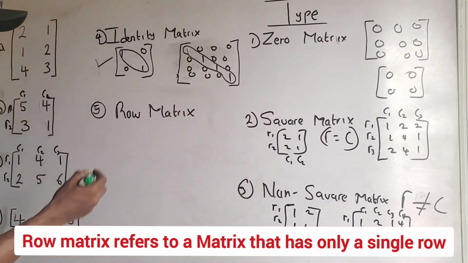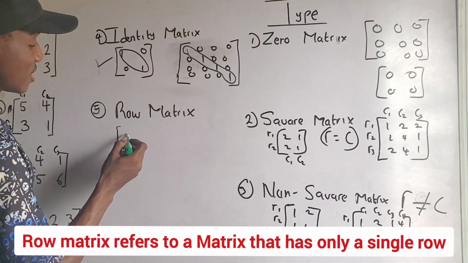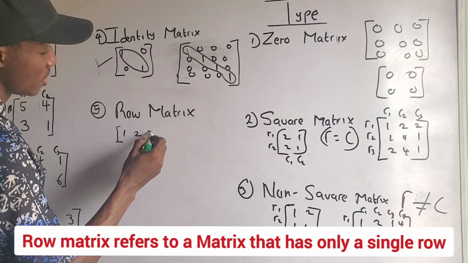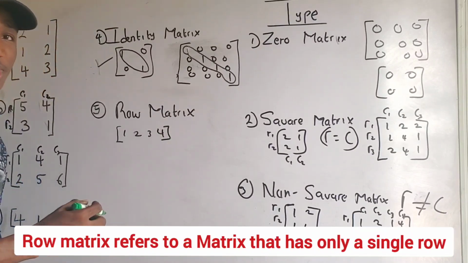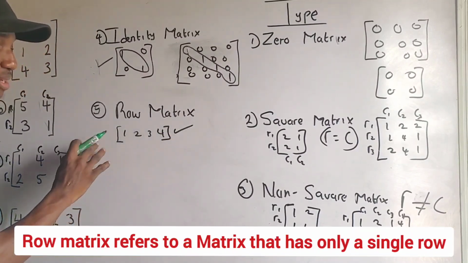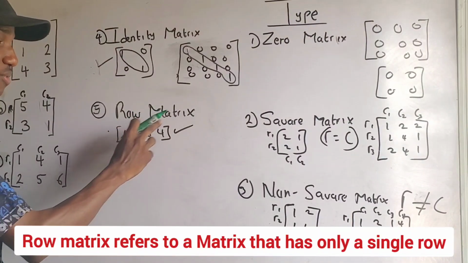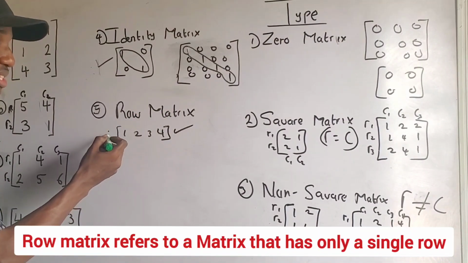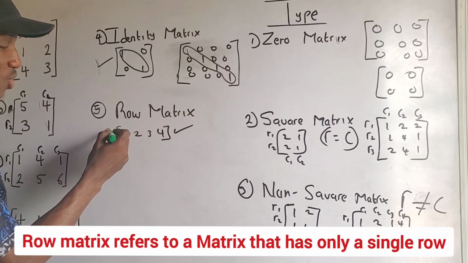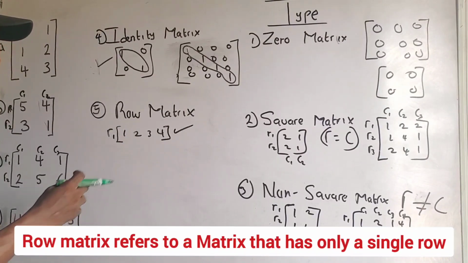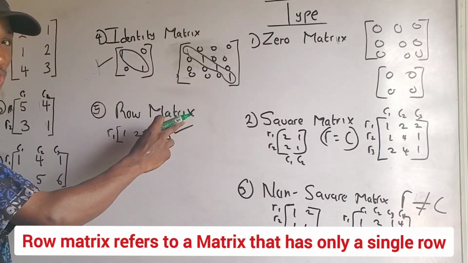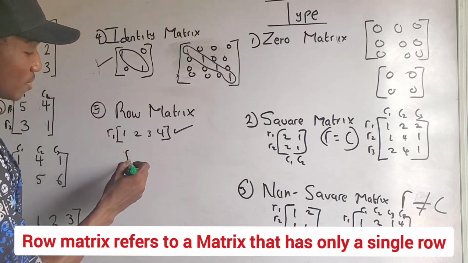So, for example, let's say we have matrix 1, 2, 3, 4. This matrix can be regarded as row matrix because the number of rows that are present here is what? Is 1. How many columns do we have? We are having 4 columns. 1, 2, 3, 4. Are you getting it? But the number of rows that are present is 1. So this kind of matrix is called row matrix. Do you understand? Another example.